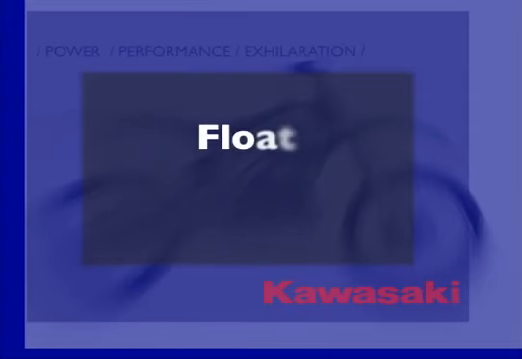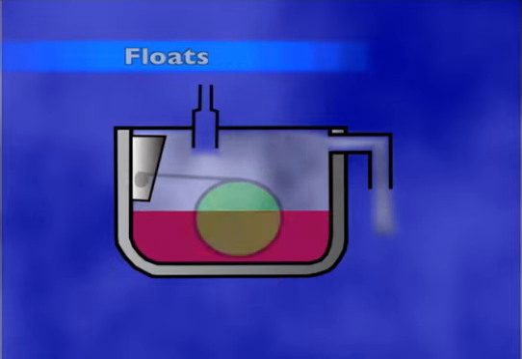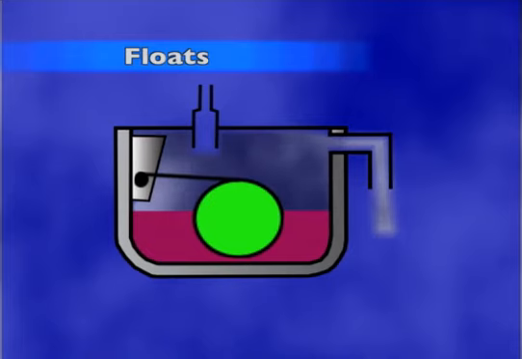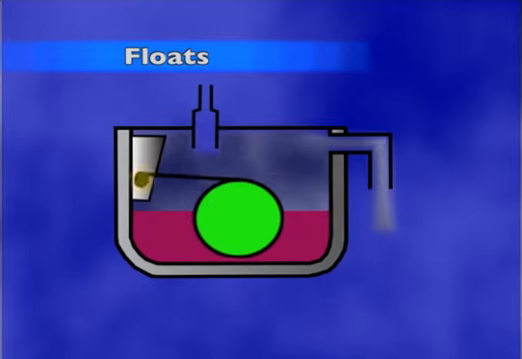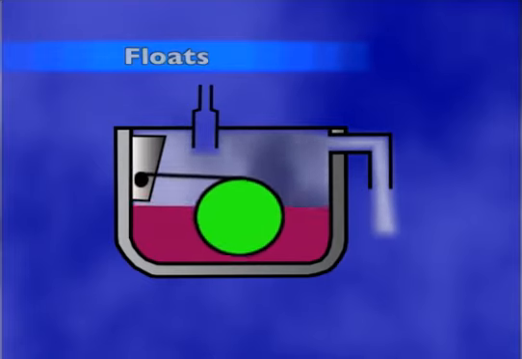The float bowl contains fuel, is vented to atmospheric pressure, and may include an overflow tube. One or more hollow floats made of plastic float on top of the fuel and help to control fuel flow into the float bowl. The floats are attached by an arm to the carburetor body and held in place by a locating pin. The floats pivot on the pin as the fuel level rises and falls.